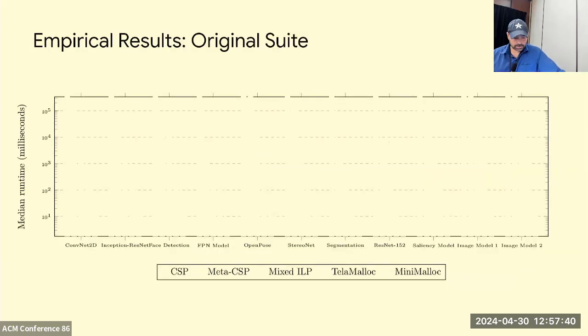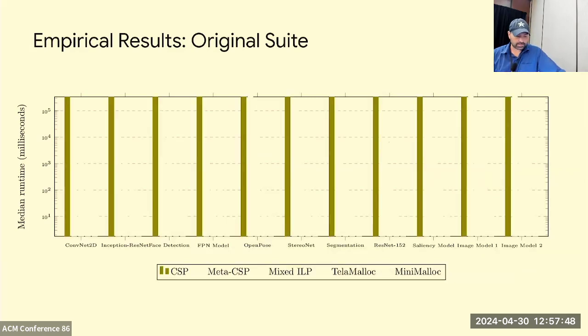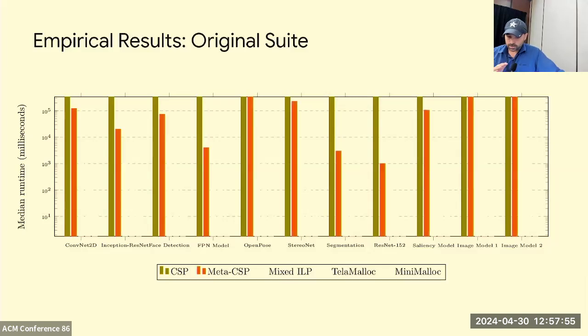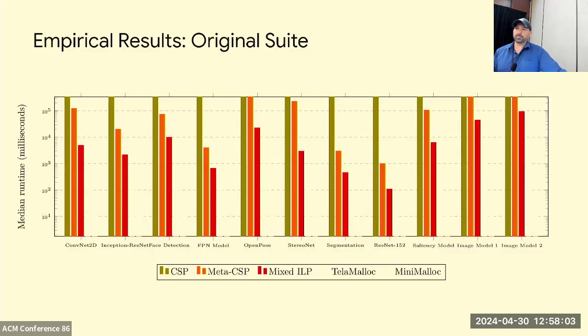Okay, let's talk about results. The original algorithm was surveyed on 11 different benchmarks. We're going to show you a couple different things. First of all, I rigged up the CSP and Meta CSP solvers so that we can use them for static memory allocation. They both do terribly. Actually, the CSP doesn't solve any of them. The Meta CSP solves all but 3. But mixed ILP beats all of them quite easily.